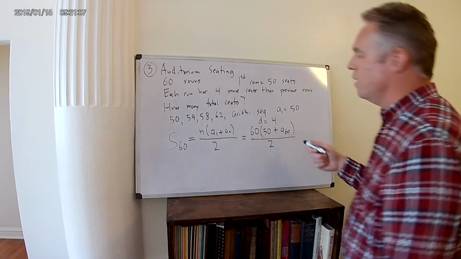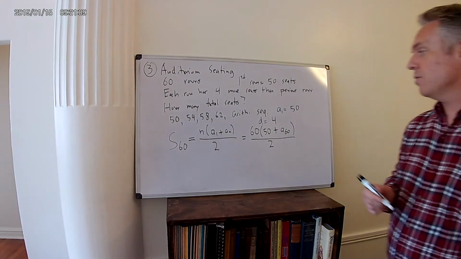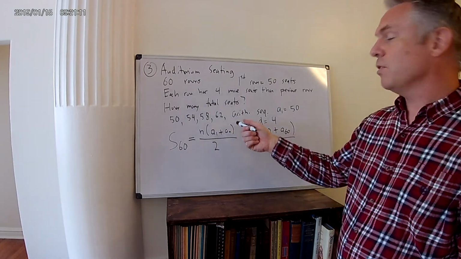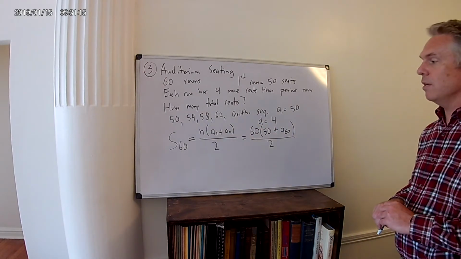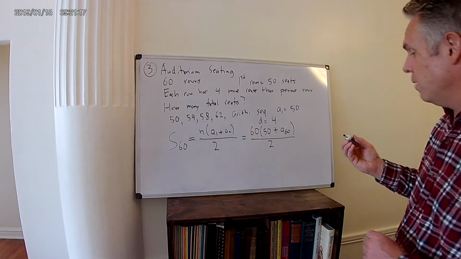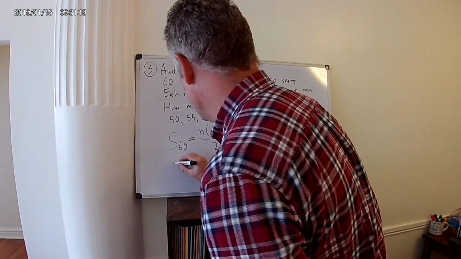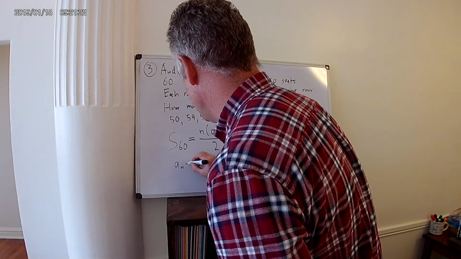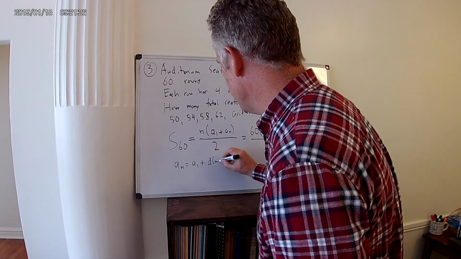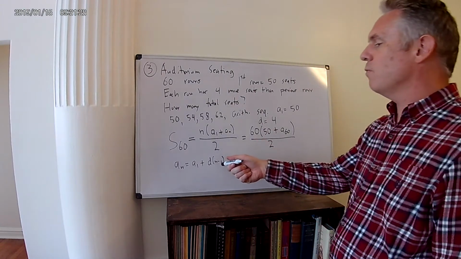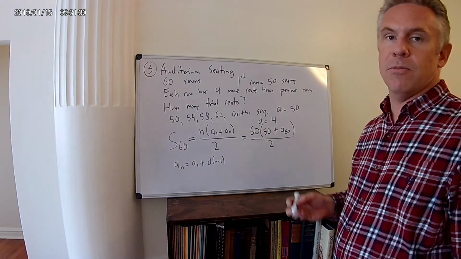Now the only problem here is I don't know what a sub 60 is. I have to know what a sub 60 is to plug it in here to calculate the partial sum. But the good news is I can calculate it, by using our formula, a sub n equals a1 plus d times n minus 1. That's our formula for any term of an arithmetic sequence.